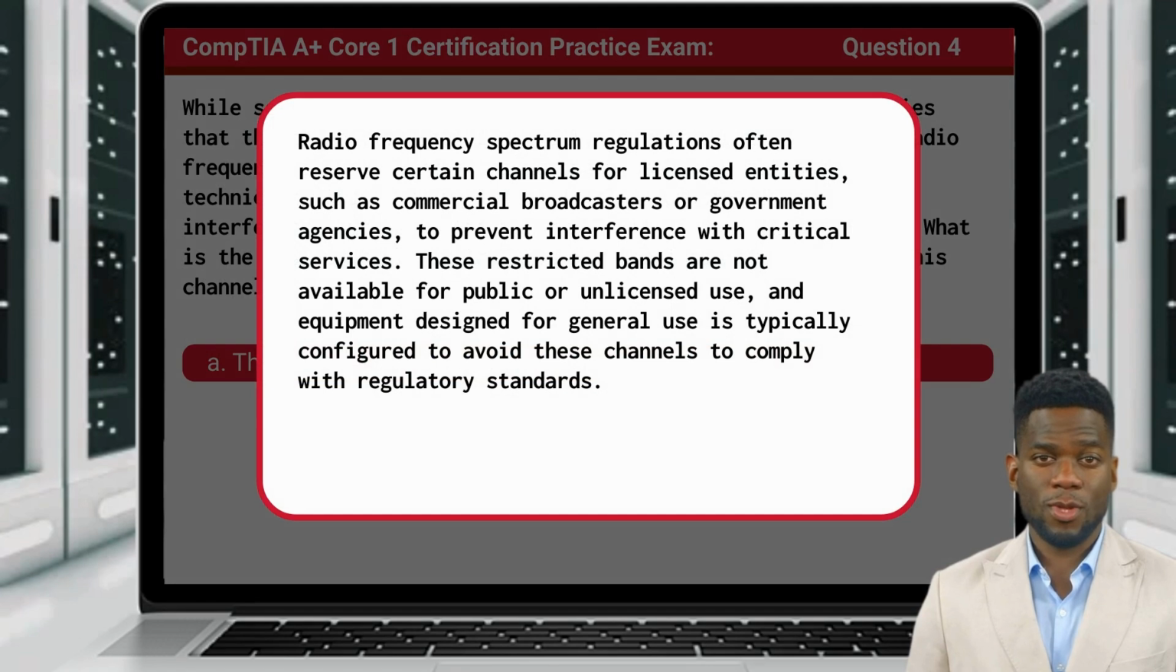Radio frequency spectrum regulations often reserve certain channels for licensed entities, such as commercial broadcasters or government agencies, to prevent interference with critical services. These restricted bands are not available for public or unlicensed use, and equipment designed for general use is typically configured to avoid these channels to comply with regulatory standards.